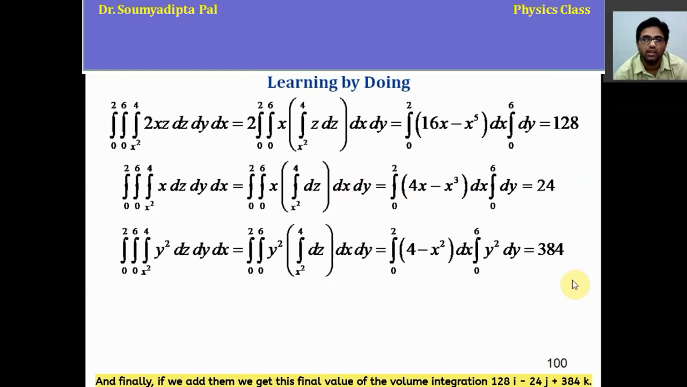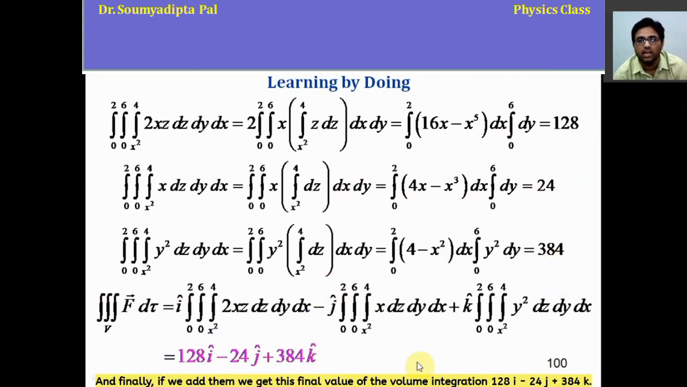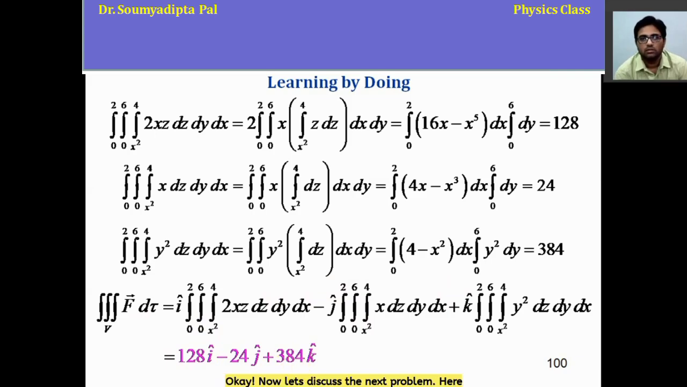And finally, if we add them, we get this final value of the volume integration: 128i minus 24j plus 384k. Okay. Now, let's discuss the next problem.